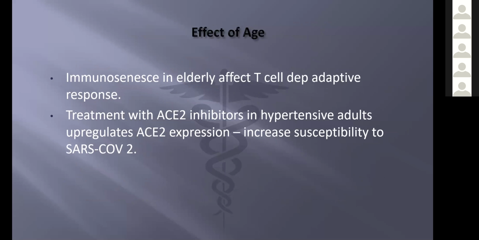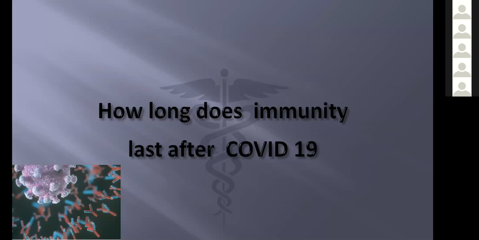Now, the effect of age: immunosenescence in the elderly affects the T cell adaptive response, which is the phase 2 response in case of viral infections. And treatment with ACE2 inhibitors in hypertensive adults results in upregulation of ACE2 expression and thus increases the susceptibility to SARS-CoV-2. And now, how long does the immunity last after COVID-19?